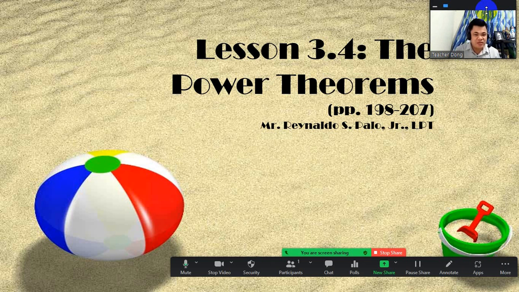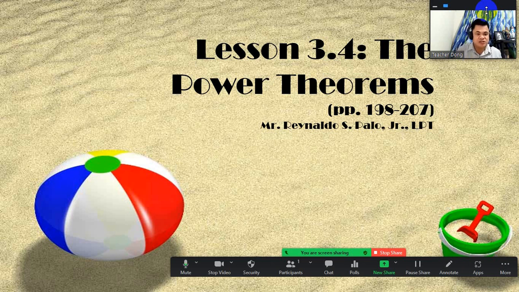So our new math lesson for today: the power theorems. We are still going to talk about the theorems about circles, just like last week. Last week we talked about angles formed by secants and tangents. In that lesson we were able to solve for the angles formed between two secants, two tangents, and a combination of the two. We also learned how to use the angle formed to solve for the unknown length of a segment.